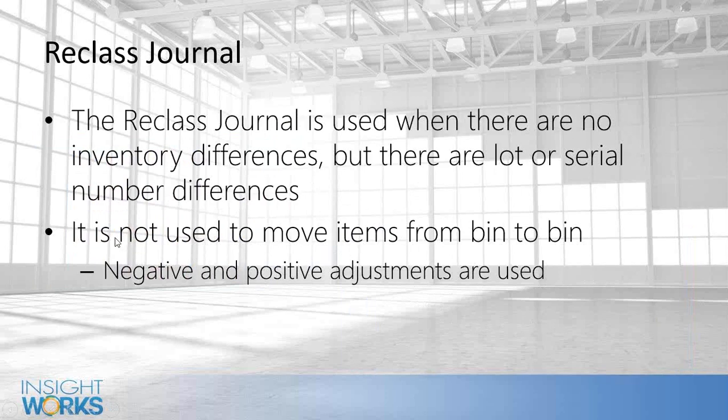Okay, the reclass journal is not used to move items from bin to bin. So if I'm supposed to have items in bin A, but I count them in bin B, we're going to see a negative adjustment on A and a positive adjustment on B. We're not going to see a reclass entry for that.